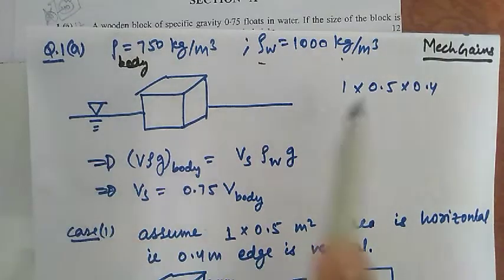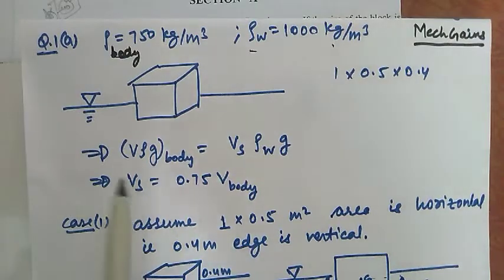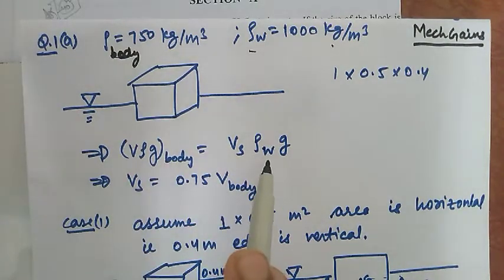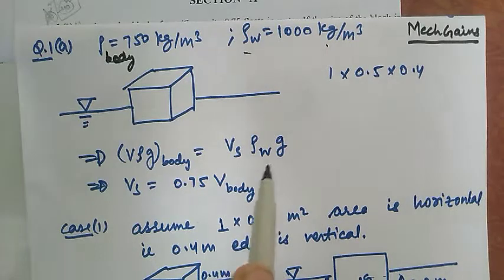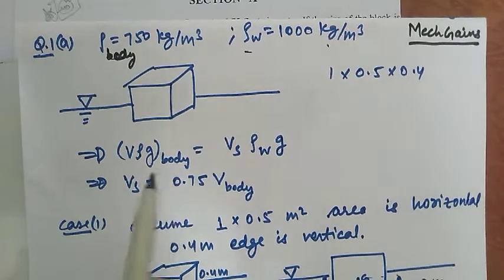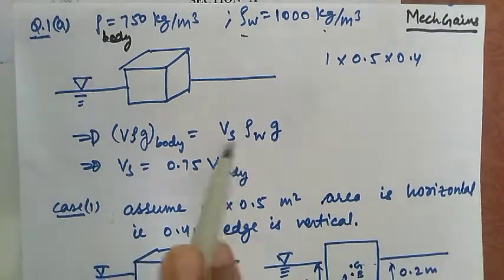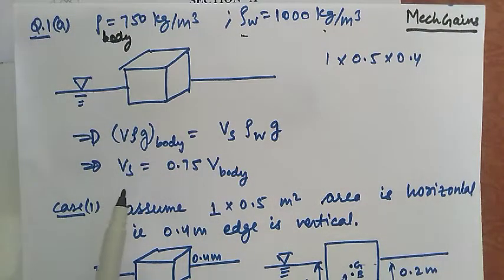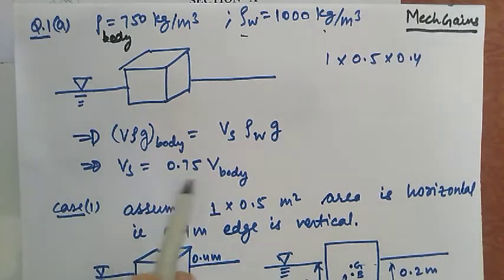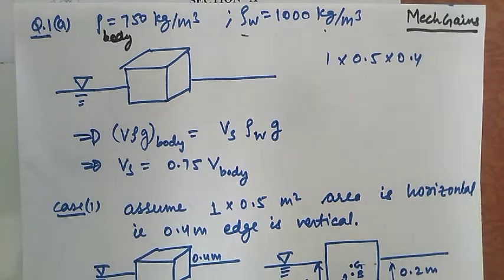I have assumed that it is floating and it has these dimensions, and by equating the buoyant force and the weight of the block, because the question tells that it is floating in water. The floating condition is that the buoyancy force should be equal to the weight of the block. Now we have calculated the submerged volume. Vs is the submerged volume and V body is the total volume of the body. So 0.75 times the volume will be submerged and 0.25 times the volume will remain outside the water.